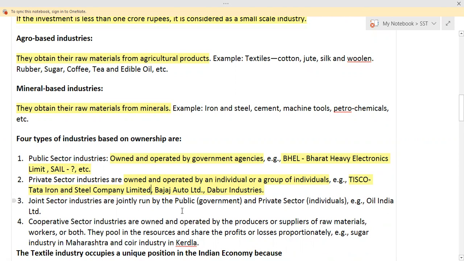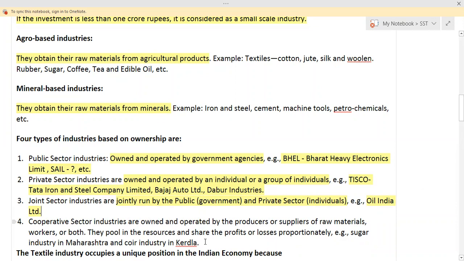Joint sector industries are jointly run by public, like government, and private sector. Joint sector means jointly run. They are jointly run by private and public sectors, individual and government, like Oil India Limited. Cooperative sector.